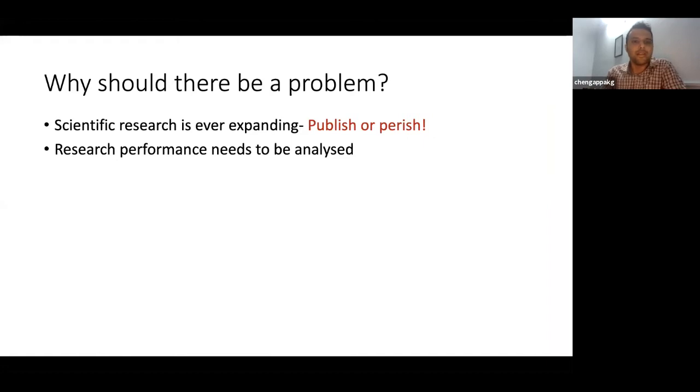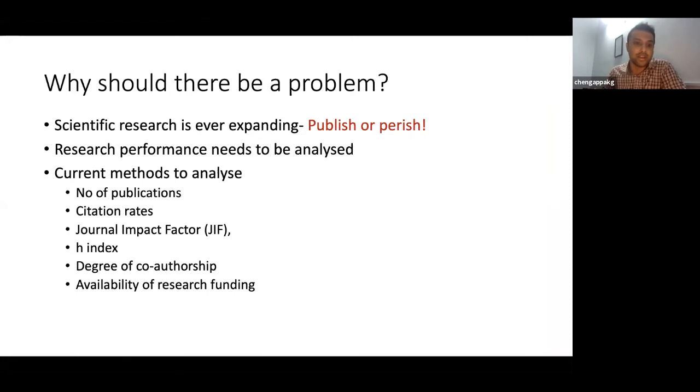And research performance needs to be analyzed. It's not just that you publish. Now people start asking you, where have you published? What is the impact factor of the journal? What is the citation rate? What is the H index? All this actually brings a lot of stress to a young researcher at least. And then you tend to take some of those shortcuts and get into trouble later on.